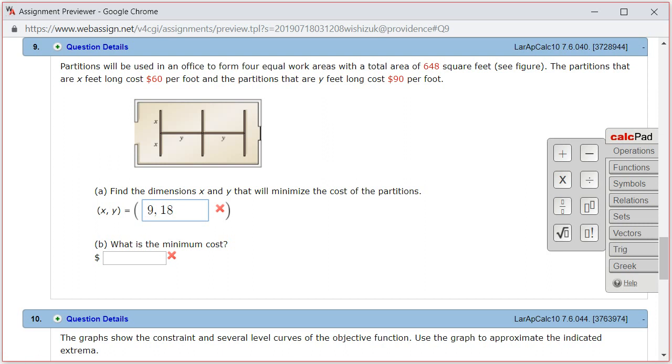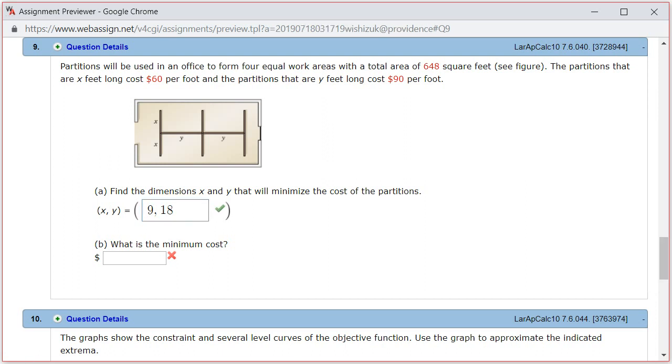Let's check the answer. I came back and it looks like we got part A correctly.